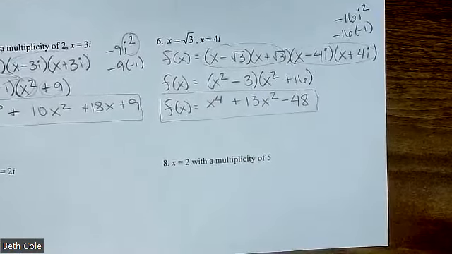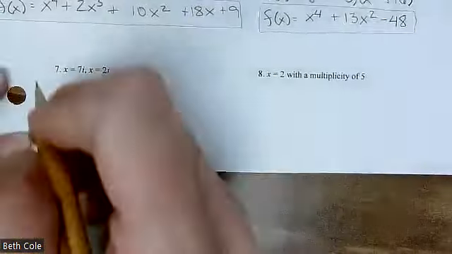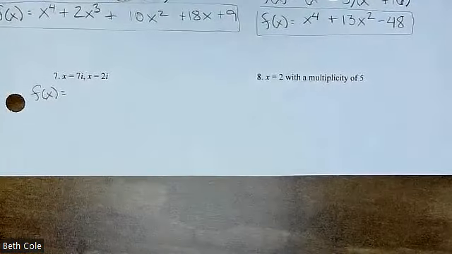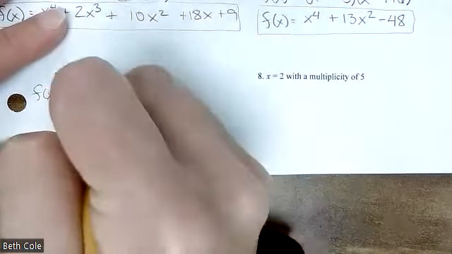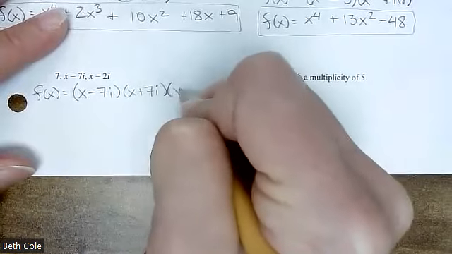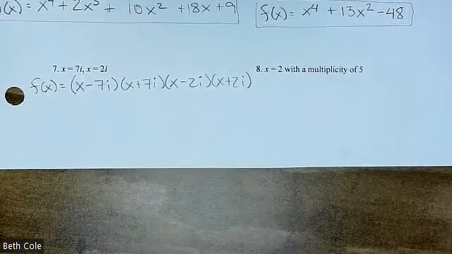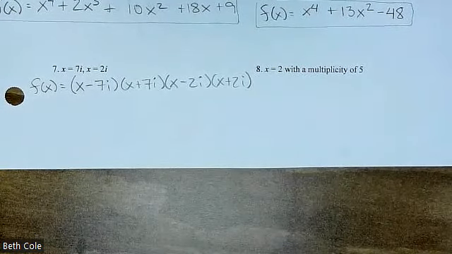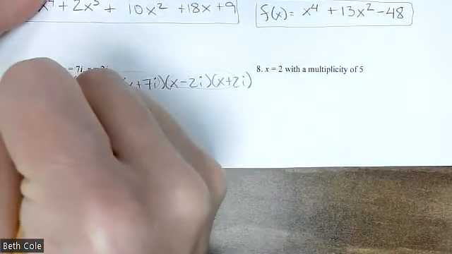As a heads up, the same thing's going to happen in this one. This one looks kind of scary, but it's not going to be too bad because everything's imaginary. So f of x equals, and what are our factors going to be? Yep. x minus 7i, x plus 7i, and then, yep. So again, it's not hard, it's just a little bit of writing. And so when there's 4 of them, my suggestion is do the first 2 and do the second 2.